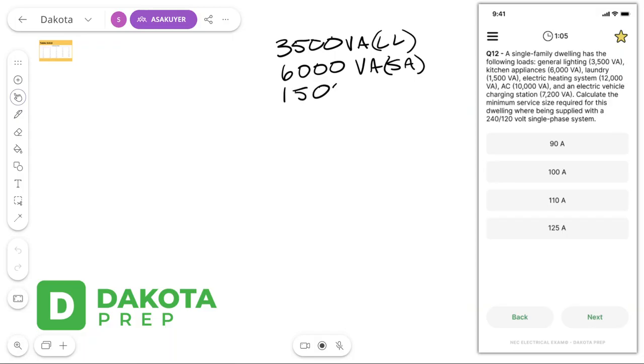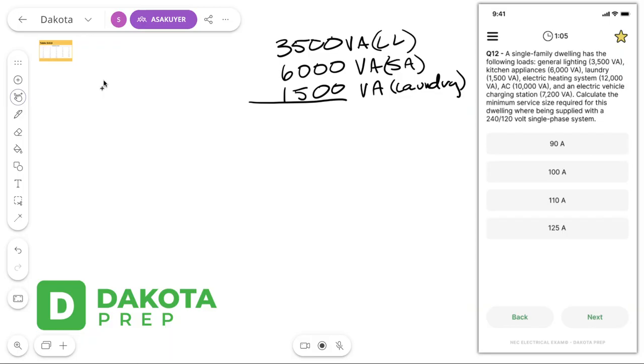Well, very next here it tells us we've got laundry, 1,500 volt amps. So 1,500 volt amps for our laundry. I don't know how to abbreviate laundry, so we're just going to spell it here. Now what it also says in 220.52 is we can add these all together and then subject them to the demand factors found in section 220.45. So we go look at the demand factors from 220.45.